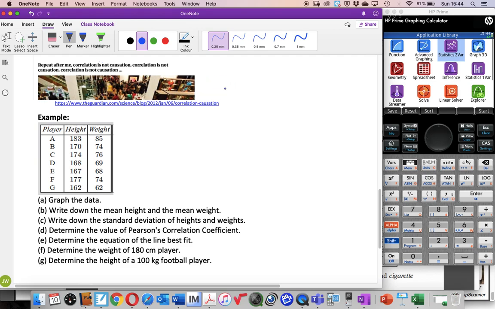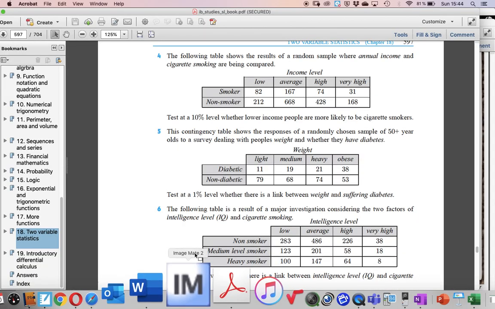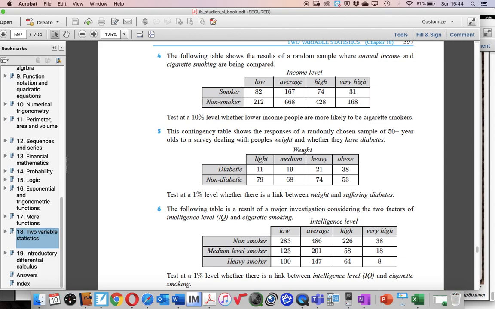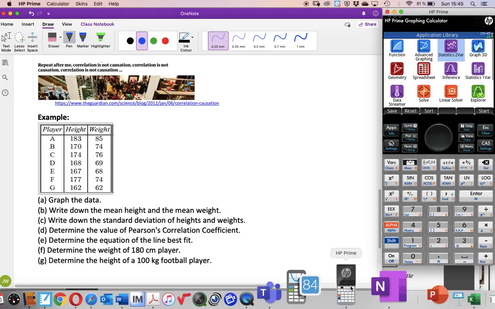And here we go. So today, the menu that we are going to need is two variable statistics. And just a very quick word. In the last couple of days, you were doing chi-square test. If you noticed, this was things like the income level and smoker or not smoker, or gender, male versus female. So these are qualitative variables, okay? They're non-numerical, as opposed to correlation, which deals with numerical data. Okay, so here we go.